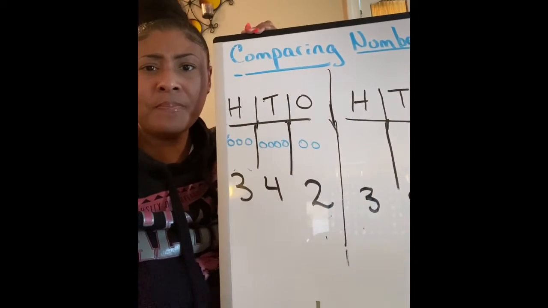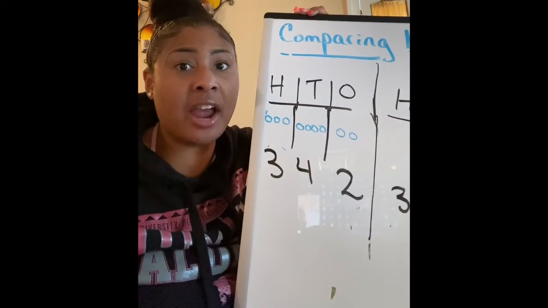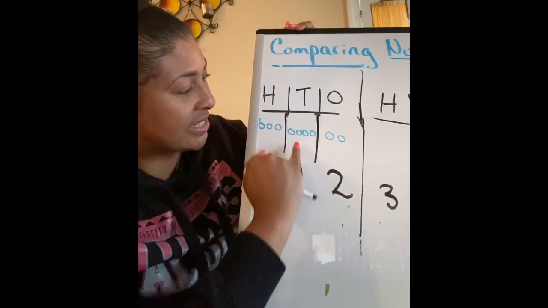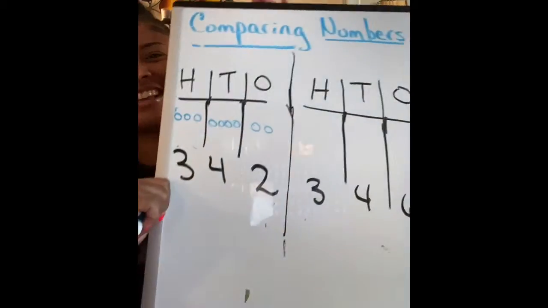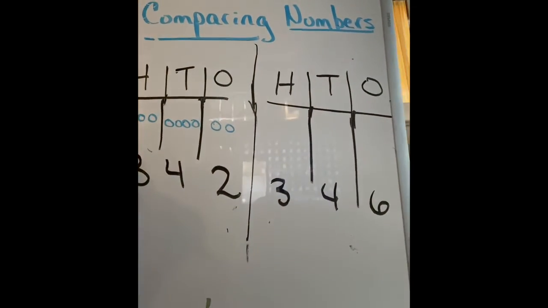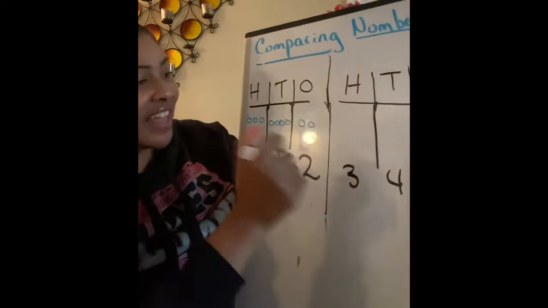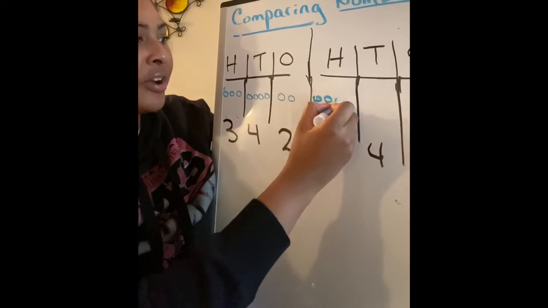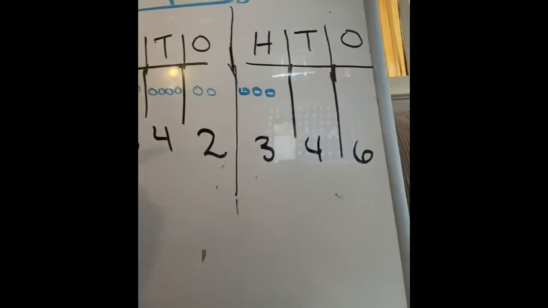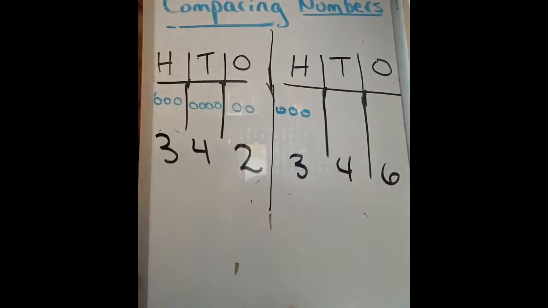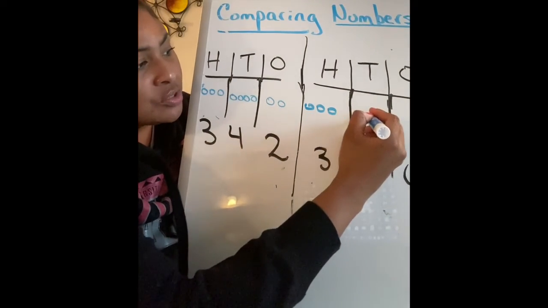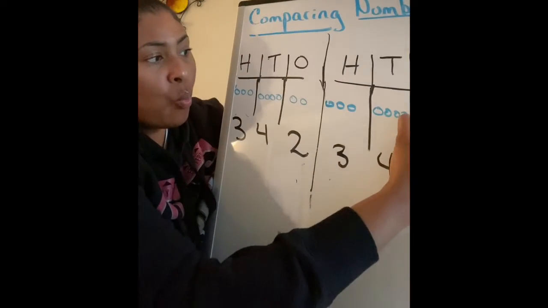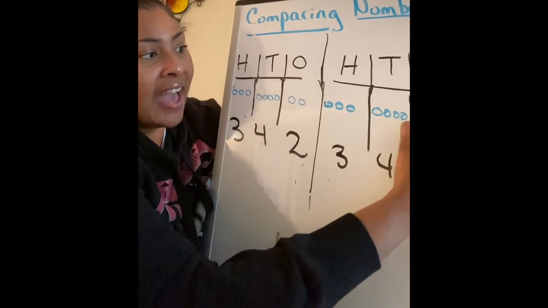Am I done? That's right. It's always important to check over your work to make sure that you did everything correctly. I have 3 hundreds, 4 tens, and 2 ones. All right, let's keep it moving. 346, I have how many hundreds? That's right, 3 hundreds. 1, 2, 3. How many tens do I have? Let's see, 4. That's right, you got it. 1, 2, 3, 4. And how many ones? 6. 1, 2, 3, 4, 5, 6.